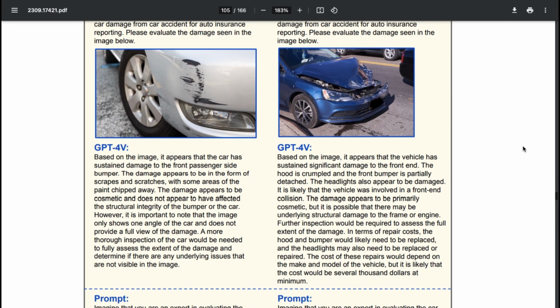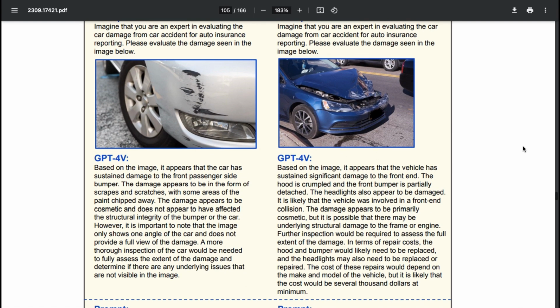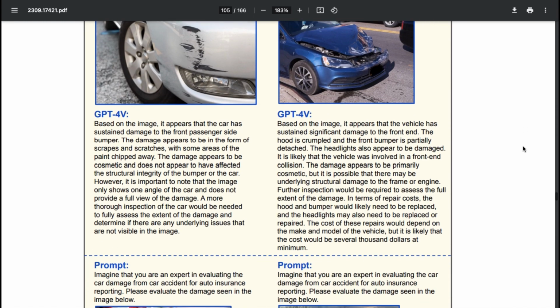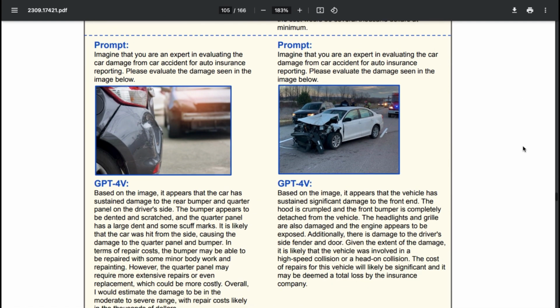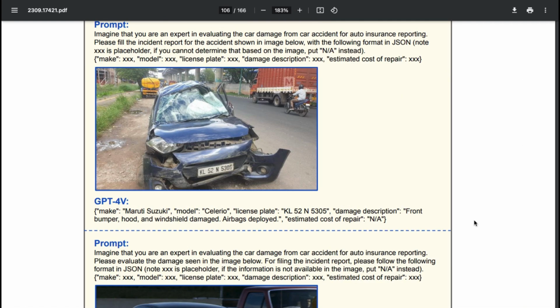Also in the auto insurance industry, imagine that you're an expert in evaluating car damage from a car accident. Please evaluate the damage seen in the image below. It gives you a rundown of what it's seen. The auto insurance companies can also use this to facilitate their work.